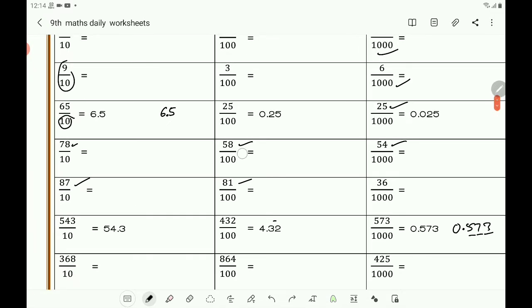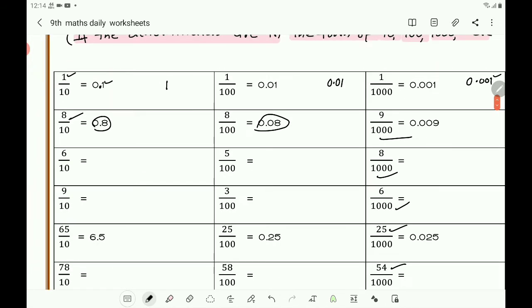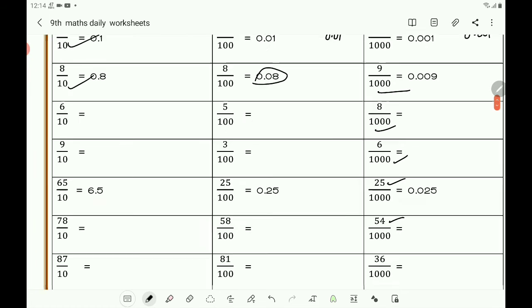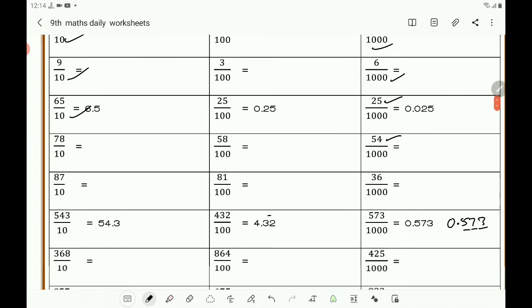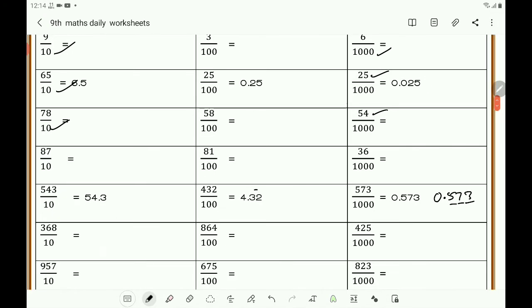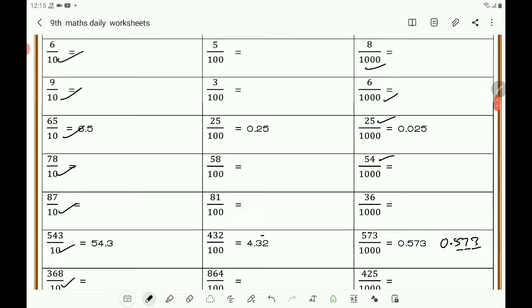So here let us take one by one. First one. So take children. First one is 1 by 10, 8 by 10, 6 by 10, 9 by 10, 65 by 10, 78 by 10, 87 by 10, 543 by 10, 360 by 10, 368 by 10, 957 by 10.